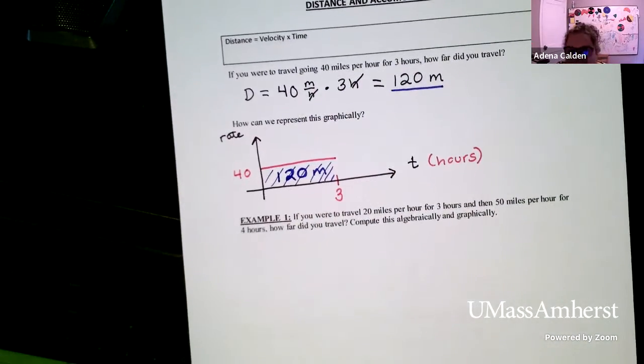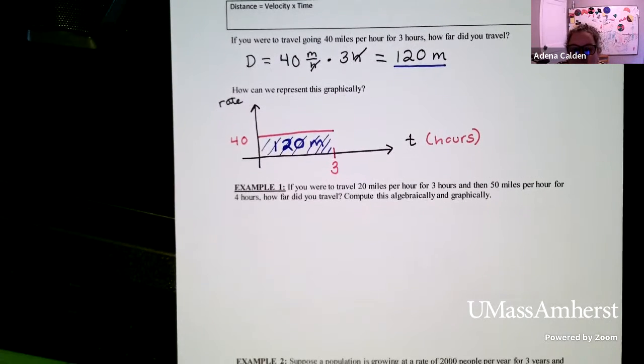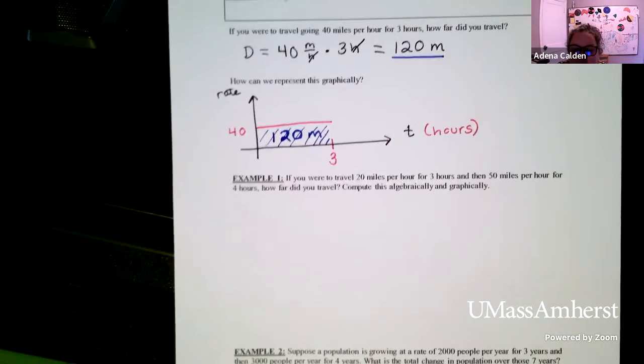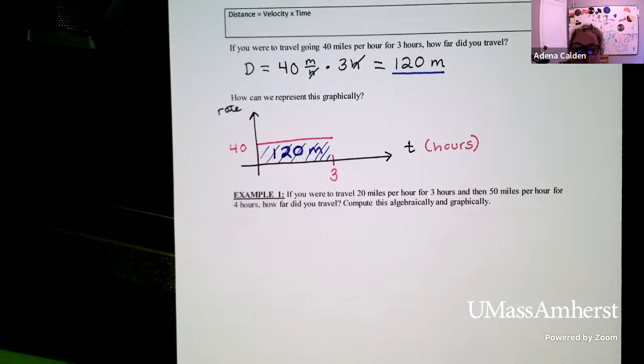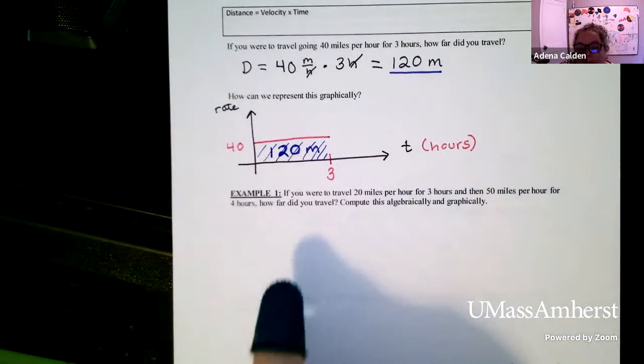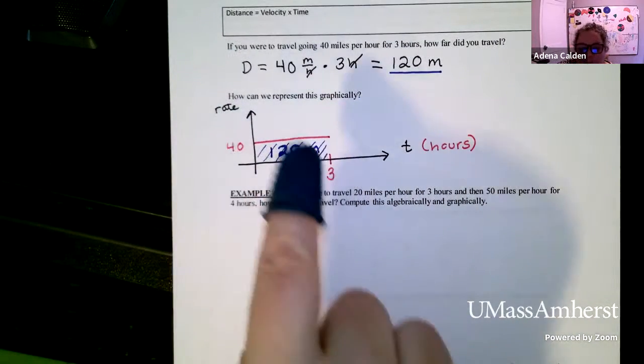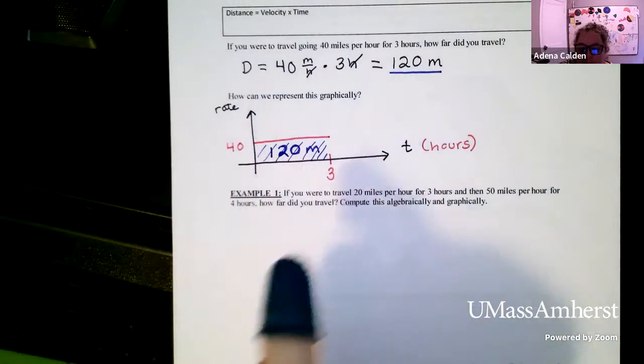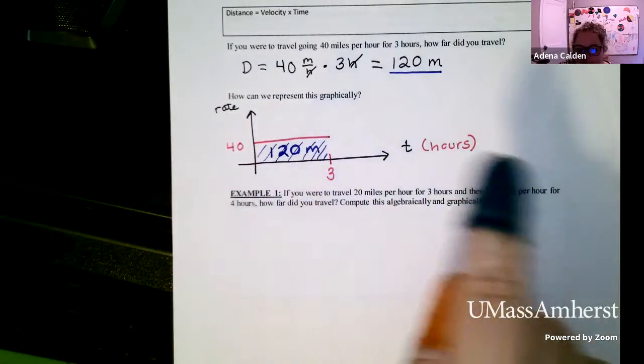So let's see if we can expand this and do a similar problem that has 2 legs to it here, right? So let's say you were going to travel 20 miles an hour for 3 hours and then 50 miles an hour for 4 hours. How far did you travel? So we want to compute this algebraically and graphically. So you want to set up the distance equation just using algebra and then draw a picture using the rate and the time and see if you can graph what this might look like.